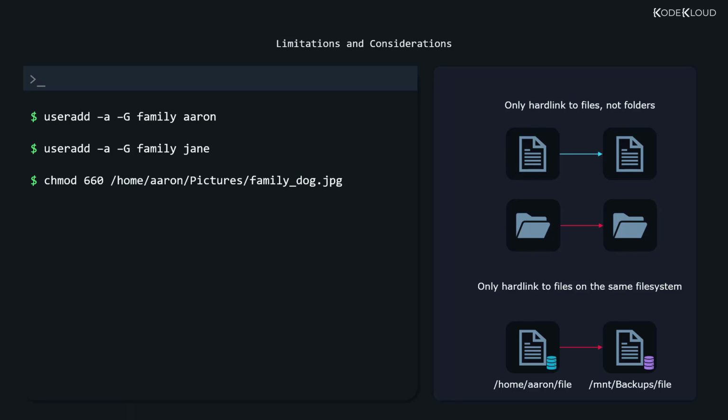You only need to change permissions on one of the hard links, and that's because you're actually changing permissions stored by the inode. So once you change permissions at /home/aaron/pictures/family_dog.jpg, /home/jane/pictures/family_dog.jpg, and all other hard links will show the same new sets of permissions.